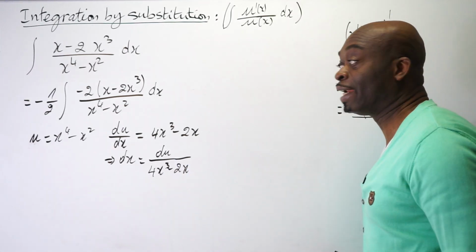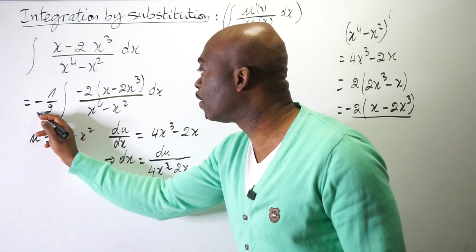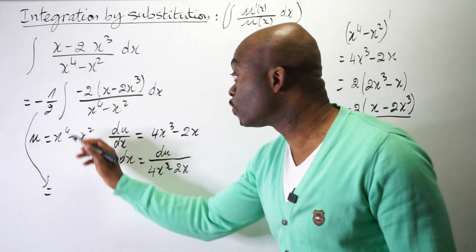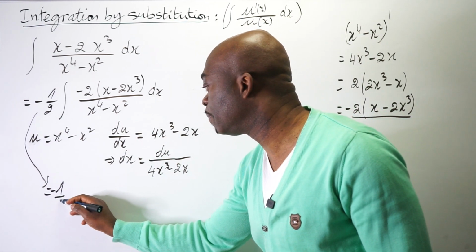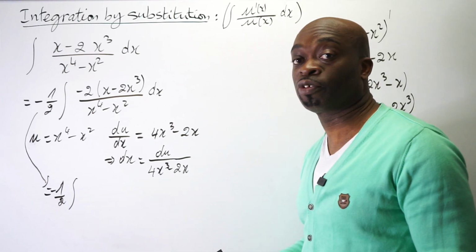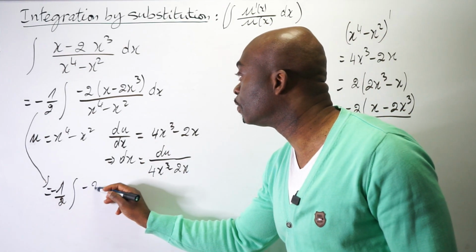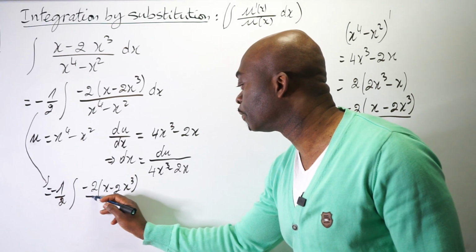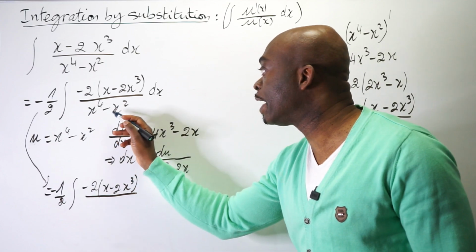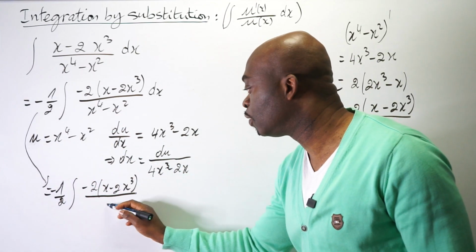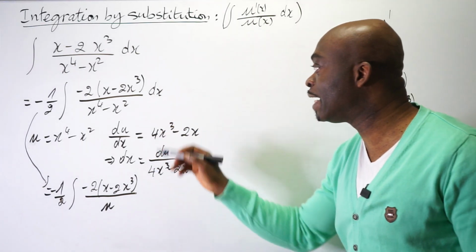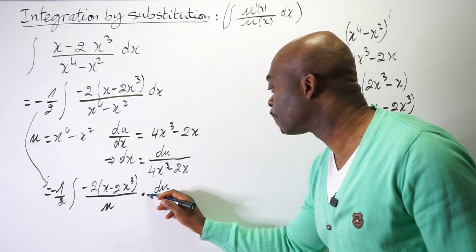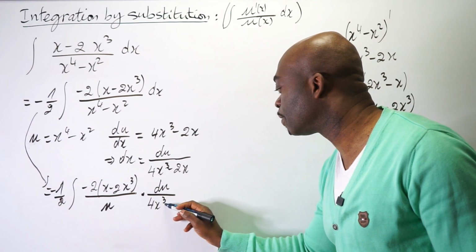Okay? So once we get that, now we can take this and say, okay, we're coming back here, and then we say this then is equal to, all right? So we see how our negative 1 over 2, we keep that. Integral of what? So we have negative 2, parentheses x minus 2x to the third, over, we have now x to the fourth minus x to the second, which is u. We set it up to be u. And then dx is what? Dx now is equal to du over 4x to the third minus 2x.